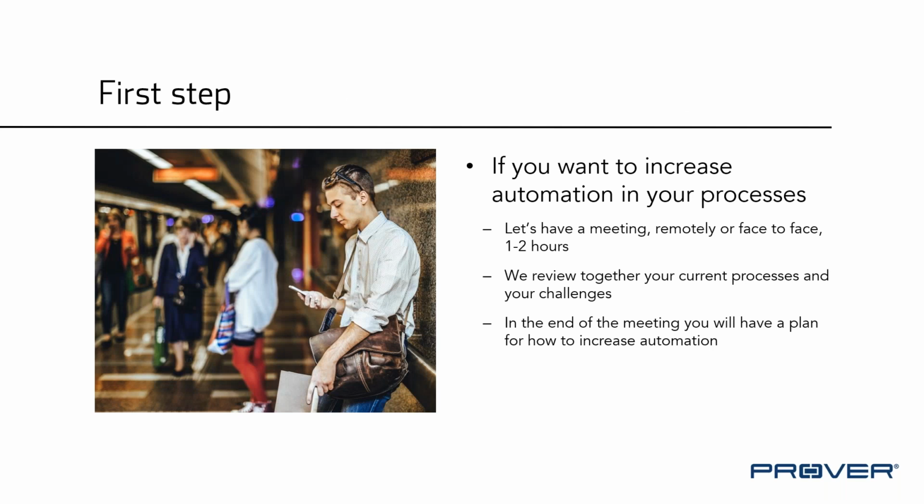The first step, if you want to increase automation in your process, could be to have a meeting. We could set up a meeting with you if you want, 1 or 2 hours. We can use Skype or Microsoft Teams or similar, or we can meet face-to-face, depending on your needs. And during this meeting, we would review together with you the current process and the challenges you have. And in the end of the meeting, you would have a fairly good understanding and a plan for how to increase automation in your process.